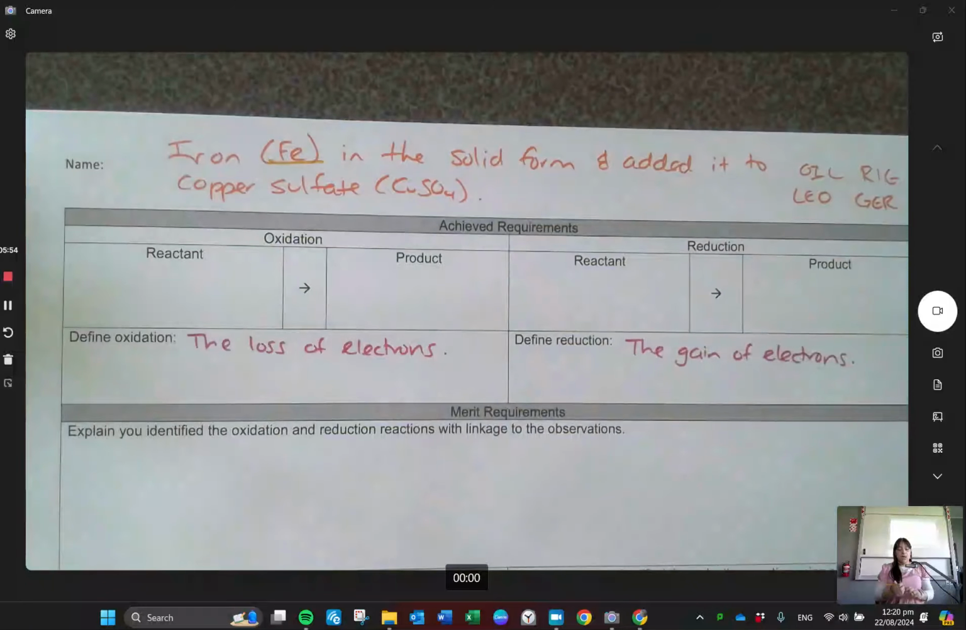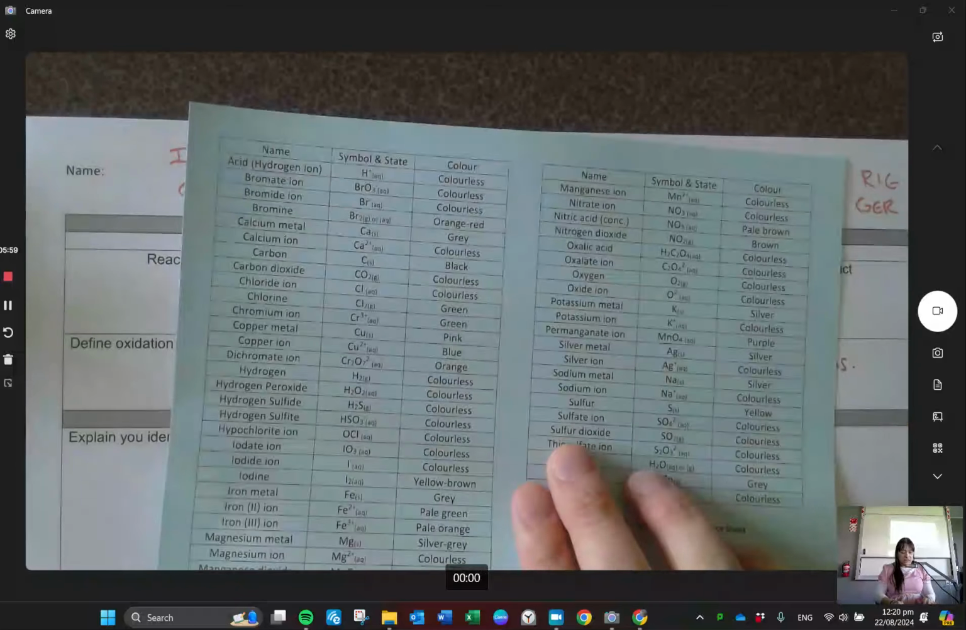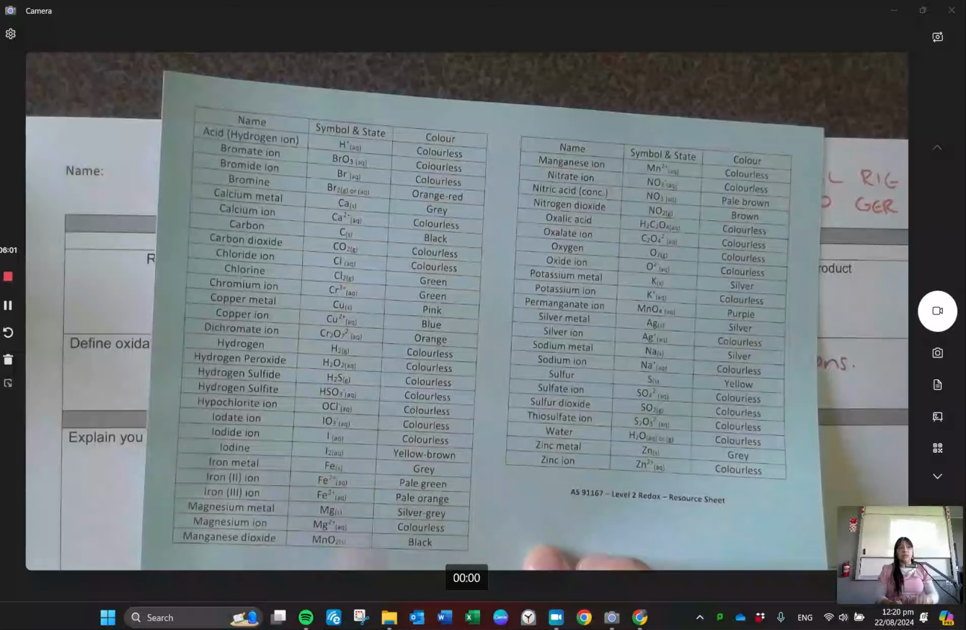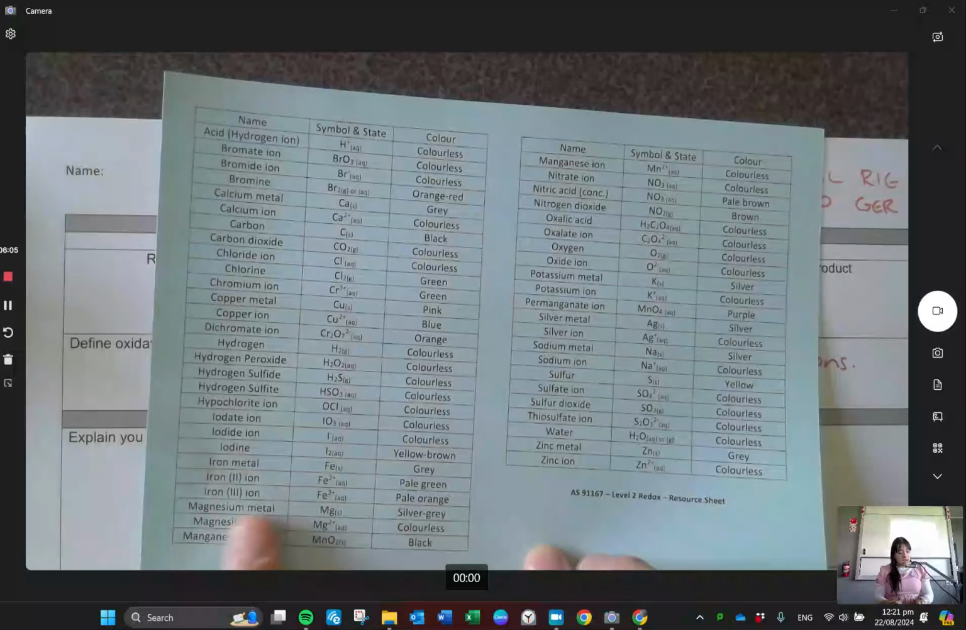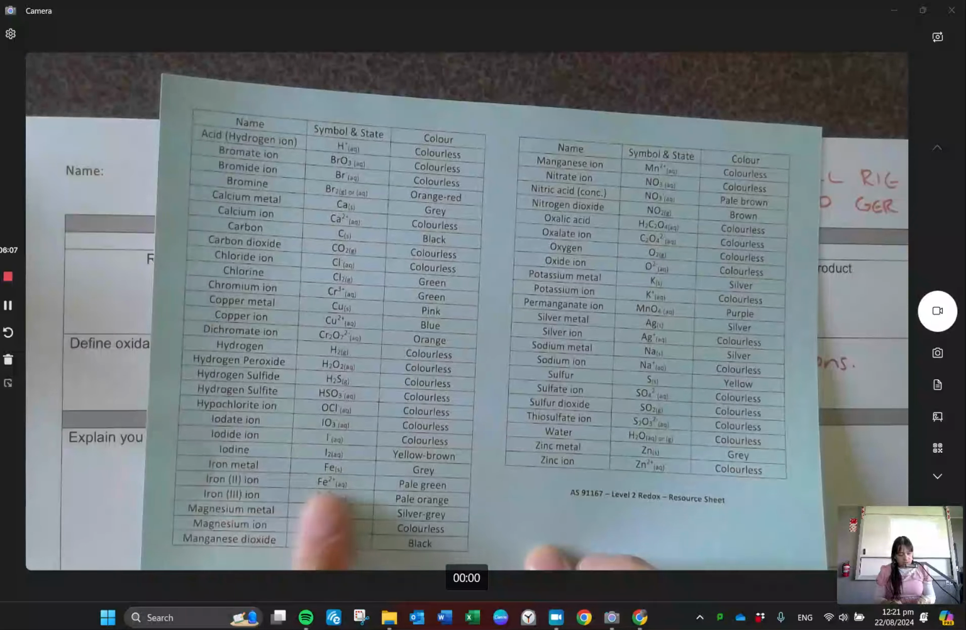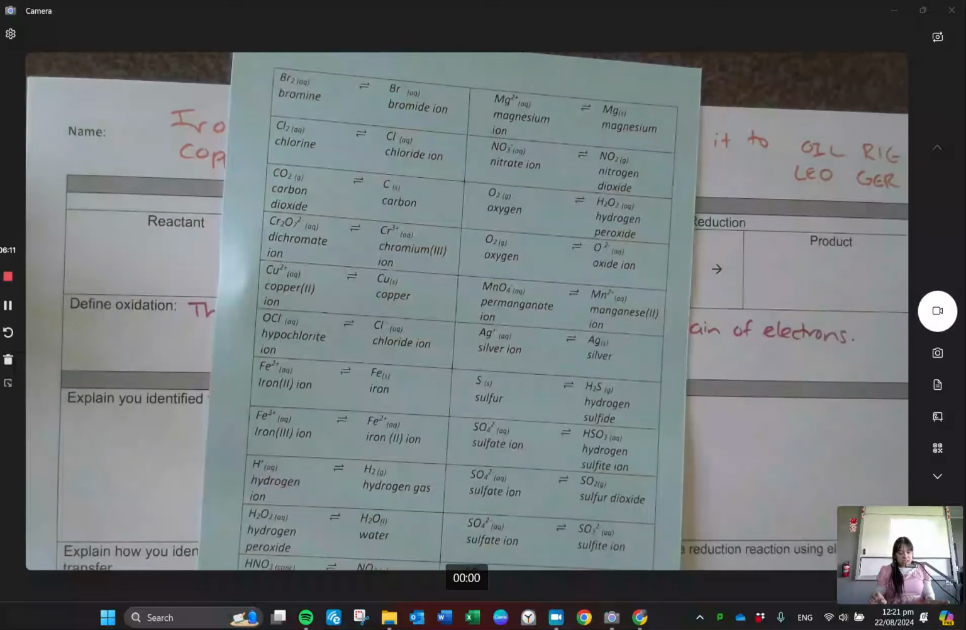Okay, so looking at what we have, we can backtrack. So I know I'm dealing with iron, the metal, because I could see that it was a gray metal. It was the nail. So I know I have that right. Let's go look on the equation sheet and see if I can find the iron as a metal.